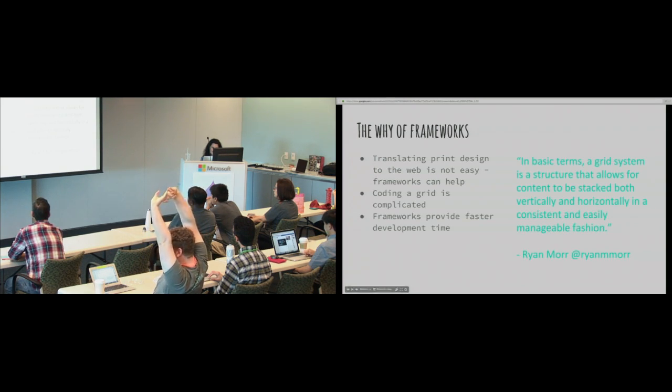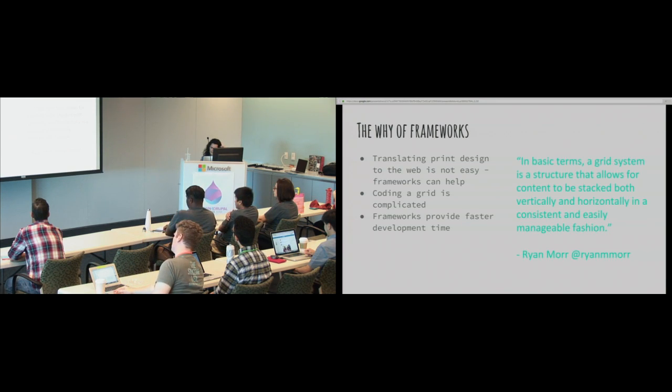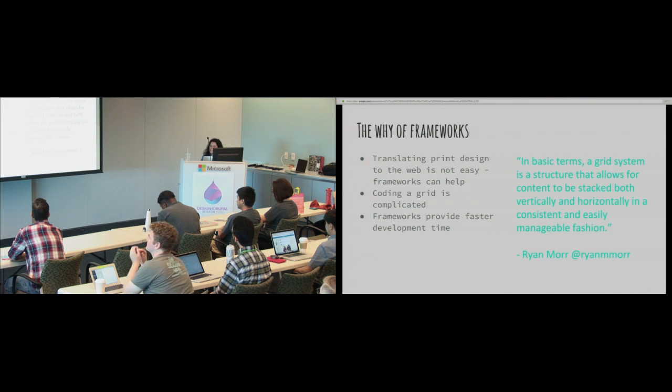So grid systems provide a fast and easy way to create layouts using CSS. They do this by using tested and optimized code. A grid usually provides you with columns and rows to code with, but it's not easy, and coding a grid is complicated. As many developers, we want and we need to get things done really fast.